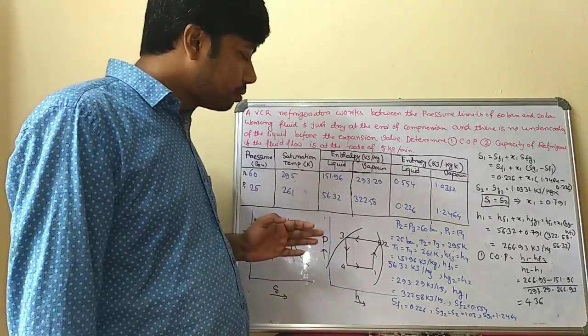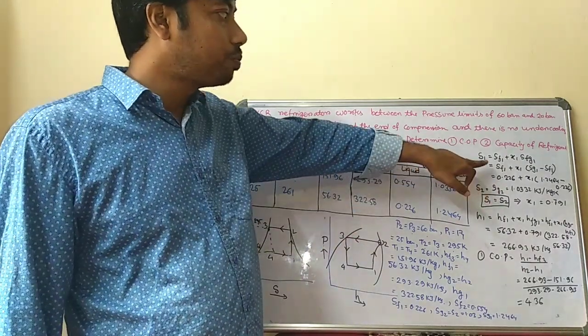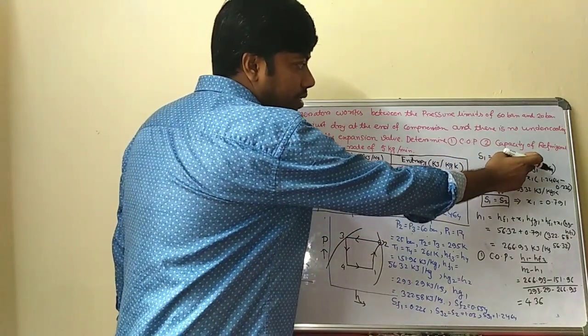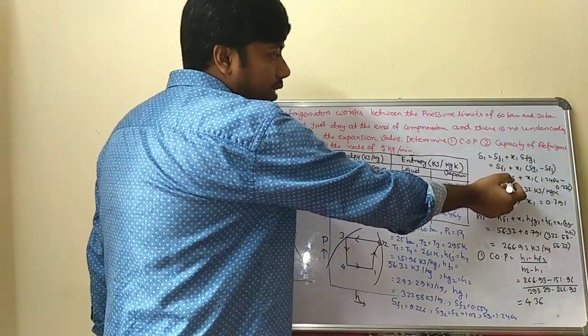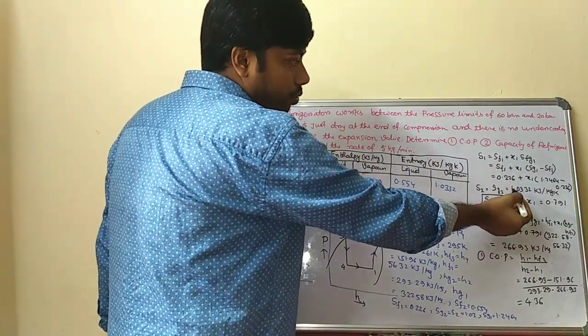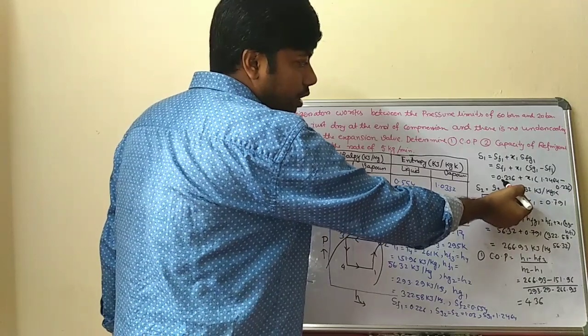That's why, as you know, from the properties of pure substance, S1 is equal to SF1 plus X1 into SFG1. So put this value of SF1 and SFG1, and S1 will be this expression.